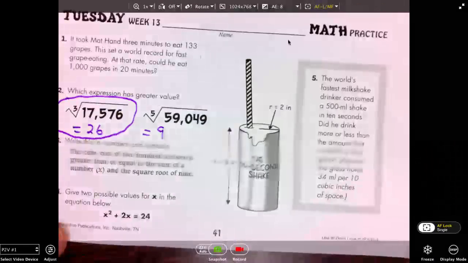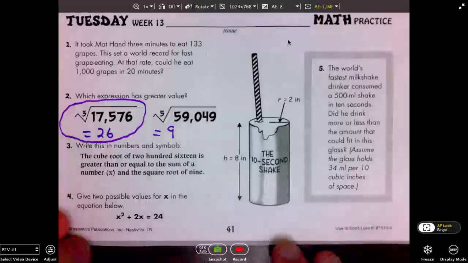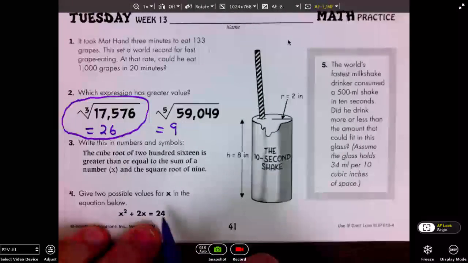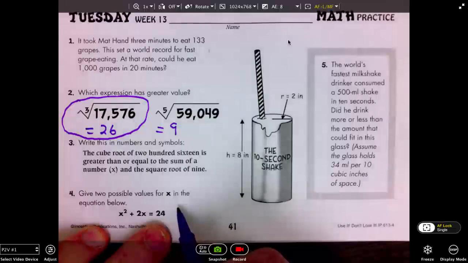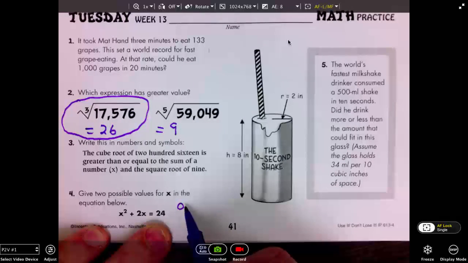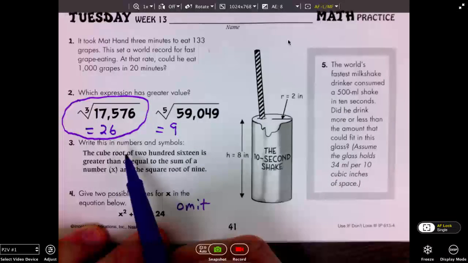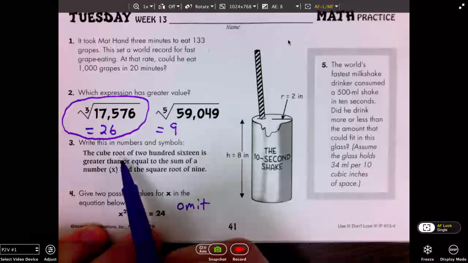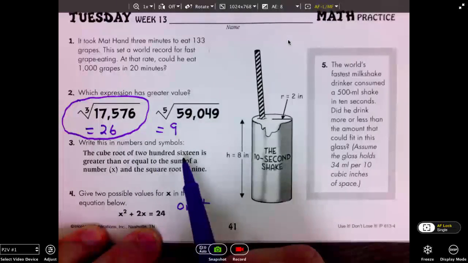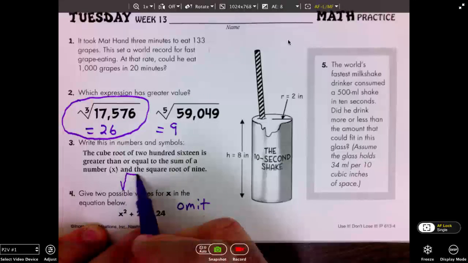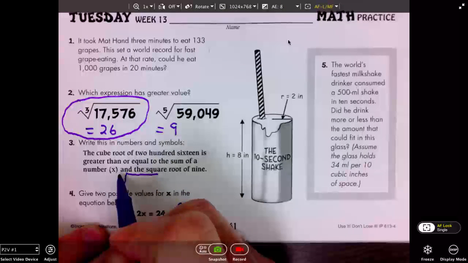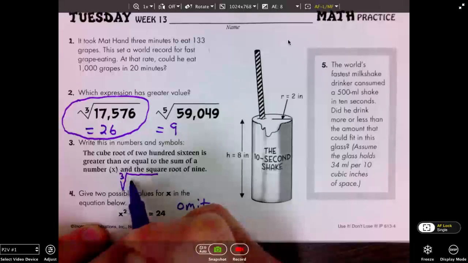All right. Number 4, you can give it a try, but we have not reached this yet. I'm going to say we omit this one. Number 3, write this in numbers and symbols. The cube root of 216. So much like we saw with these two expressions, this is the cube root of 216.